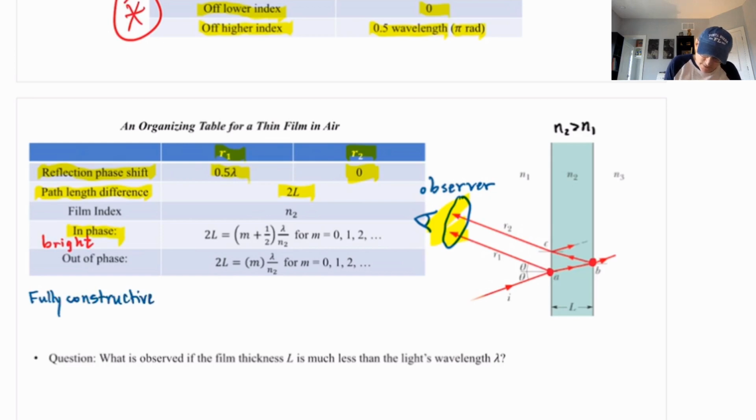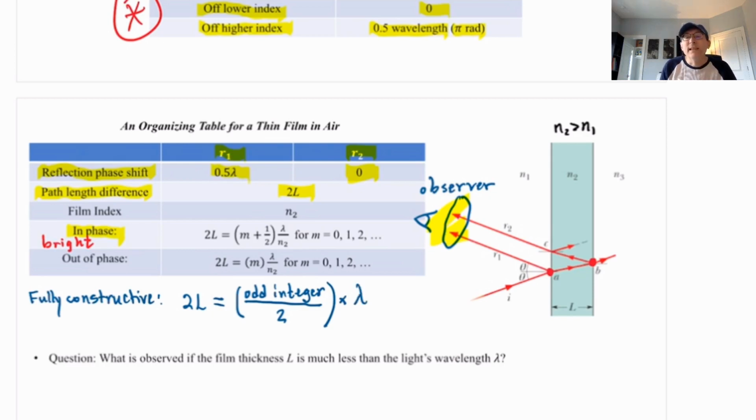So, if what I want is the condition for fully constructive interference at the location of the observer, I need 2L to be an odd integer divided by 2 times the wavelength. But what I need here, by the way, is the wavelength of the light in material 2, because that's where this extra distance of 2L happens, right? And that wavelength is the wavelength you'd have in vacuum, which I'll just denote lambda, divided by the index of refraction N2. Does that make sense? That's what I need to be true.